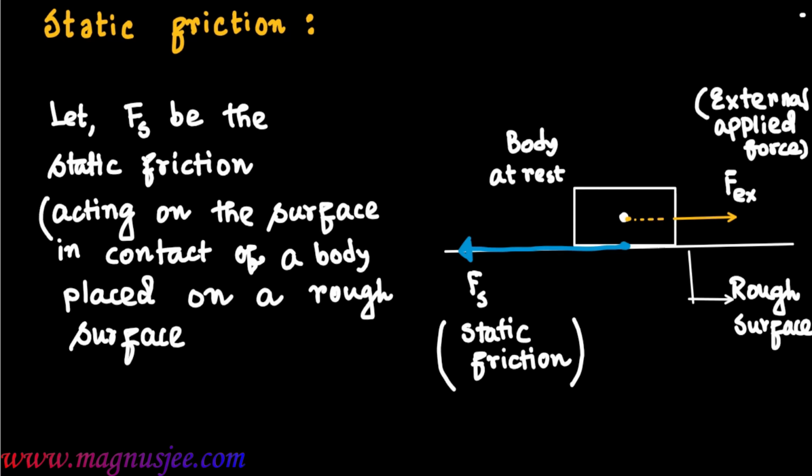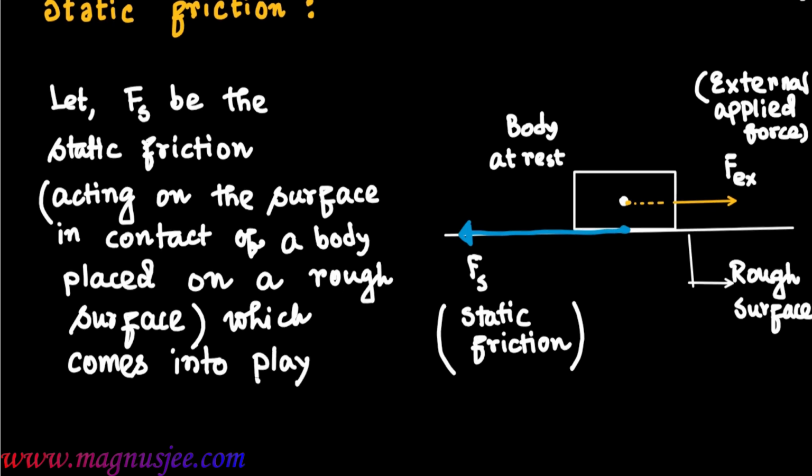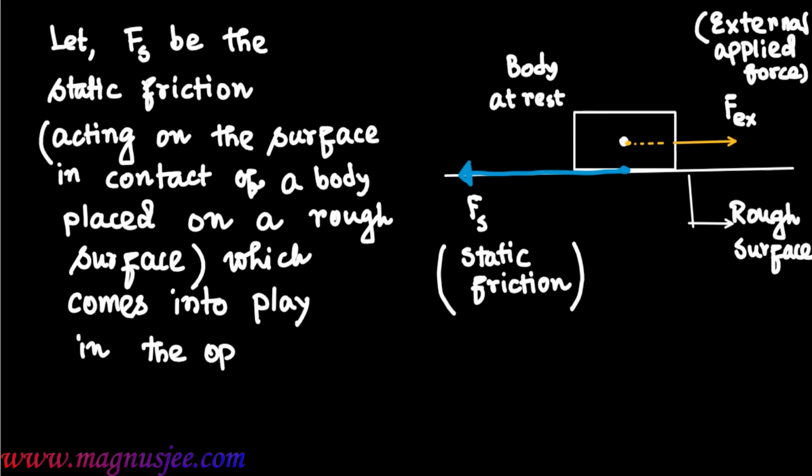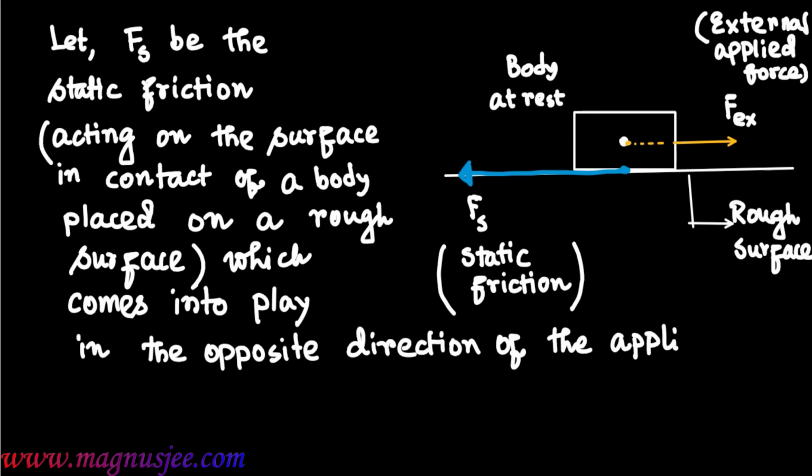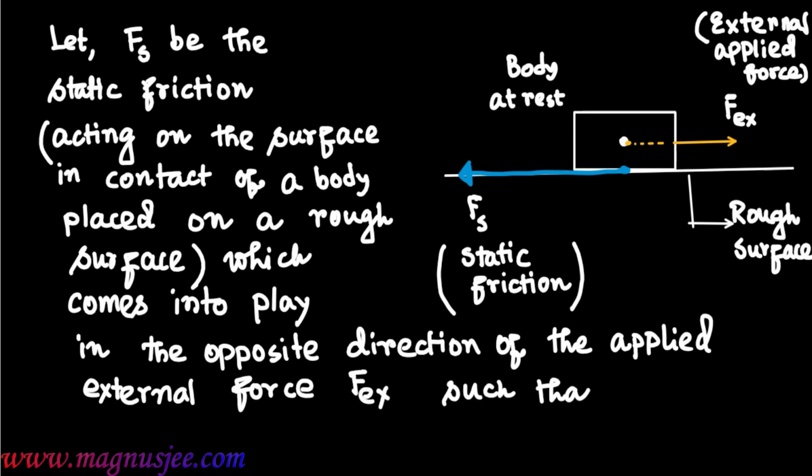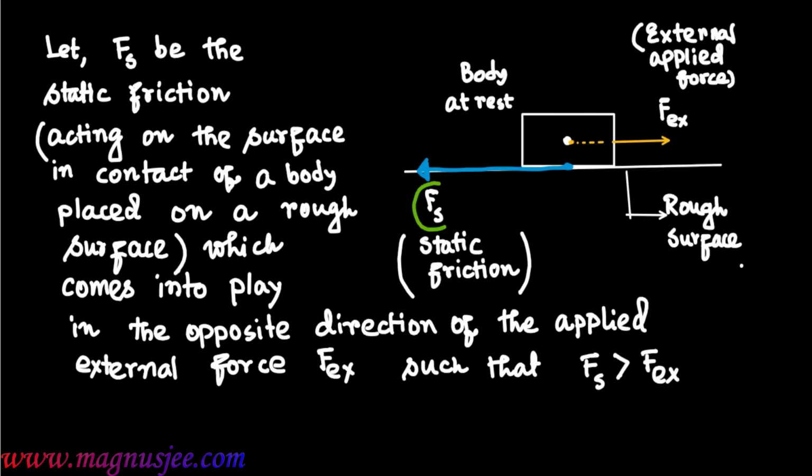Fs acts on the surface in contact of a body placed on a rough surface, and comes into play in the opposite direction of the applied external force Fex, such that Fs is greater than Fex. As the body is at rest, static friction Fs acts towards left and external force Fex acts towards right.